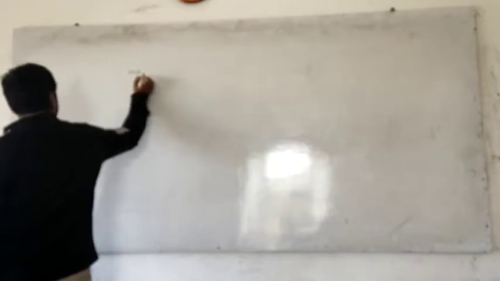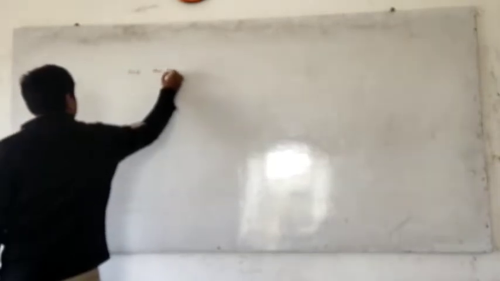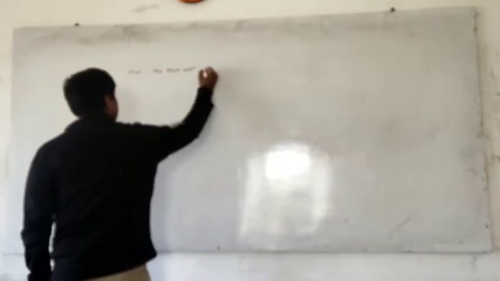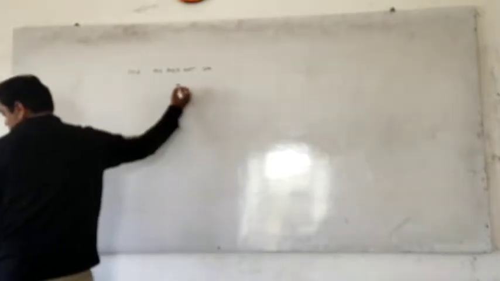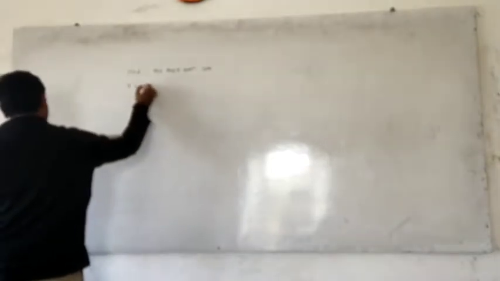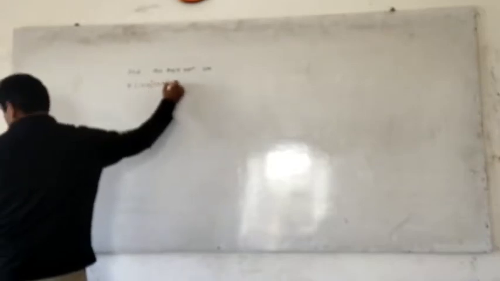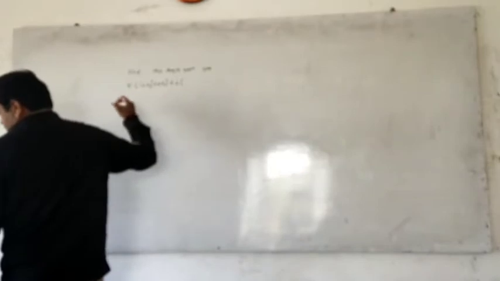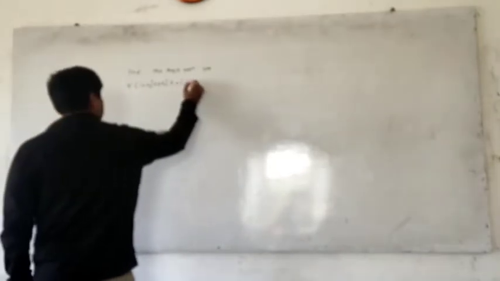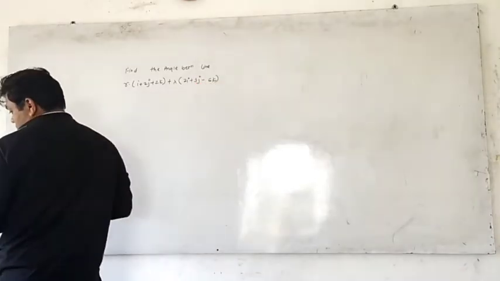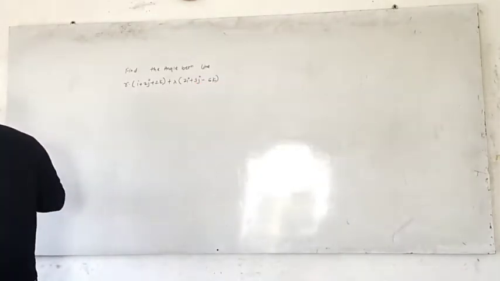Find the angle between the line r bar equals i plus 2j plus 2k plus lambda times (2i plus 3j minus 6k) and the plane.